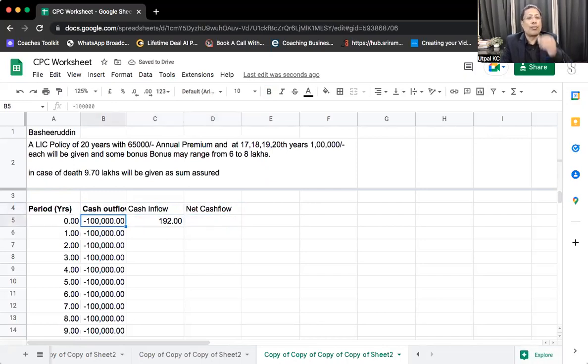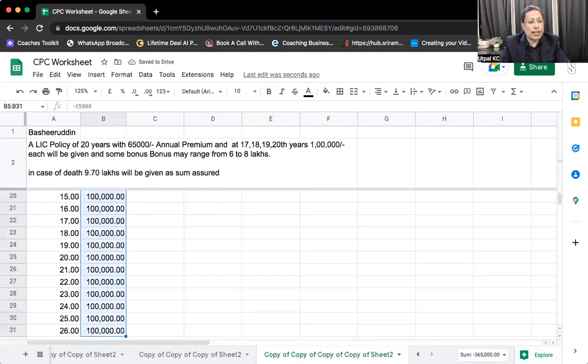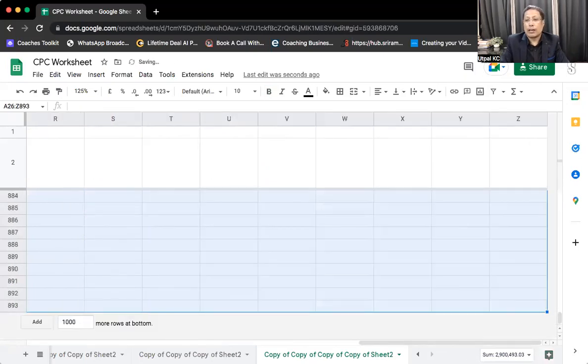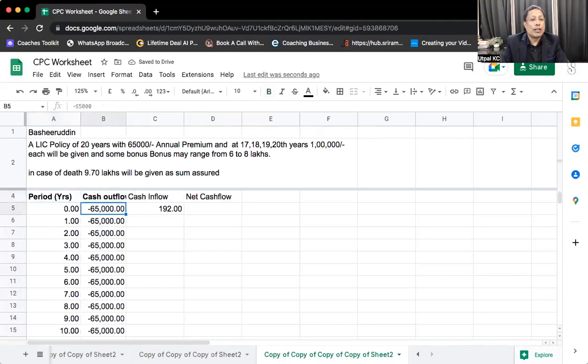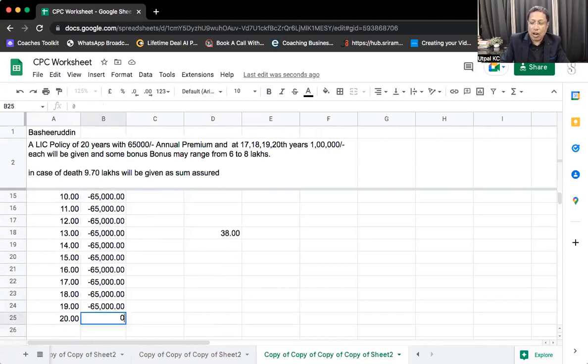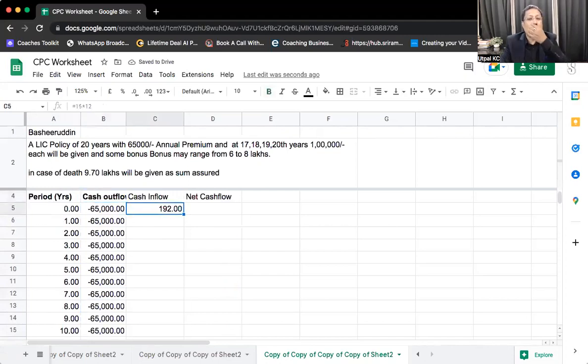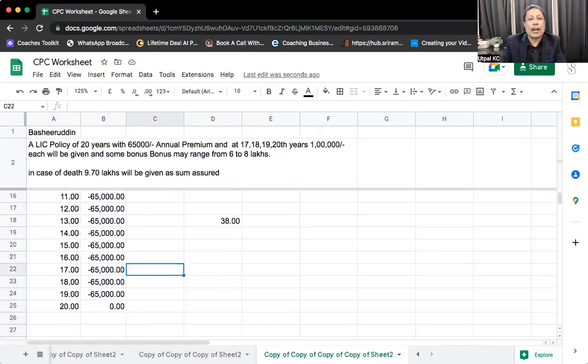So now from 0 to 20 years, 65,000 you are paying, minus 65,000. 0 to 20 years. We will send this Excel sheet in the group. So 0 to 20 years means it will actually be 19 years. Got it? It will be 19 years because you are starting from 0. It is always like that. Then there is a cash inflow. When you are getting cash inflow, 17, 18, 19, 20, here you are getting 1 lakh plus 1 lakh.